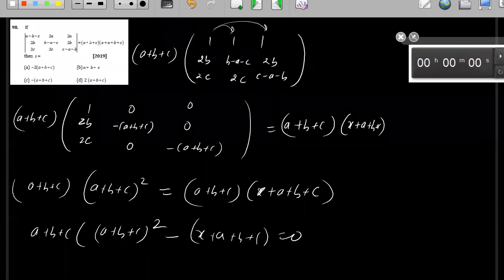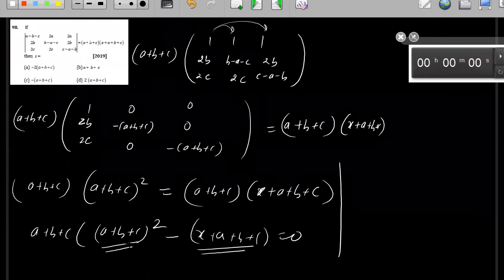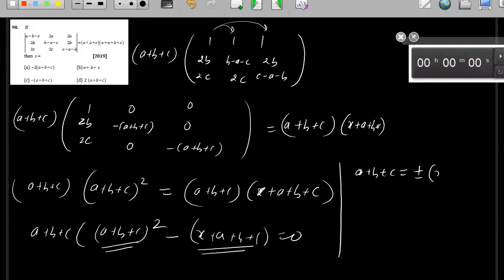Understood? So for positive, sir, right? From here, sir, for positive A plus B we are getting 0. As for negative A plus B, we got an option. Yes, because we are taking the root. So this is A plus B plus C minus this thing is equal to 0, right? This thing is equal to 0. Now see, if this is equal to 0, then A plus B plus C is equal to plus minus of X plus A plus B plus C.